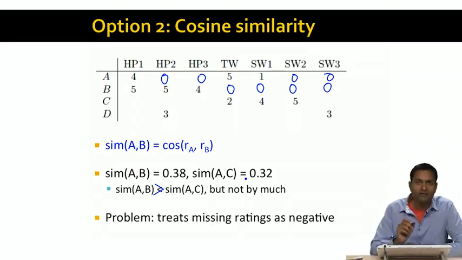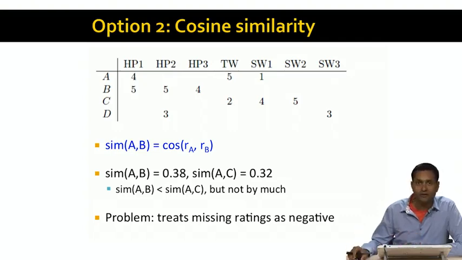The problem with cosine similarity is that it treats the missing ratings as negative ratings. We've used 0 to fill in the blanks, and in our rating scale from 0 to 5, 0 is the worst possible rating. So we've sort of assumed that if A has not rated Harry Potter 2, he'd give it a rating of 0, which is a bad assumption, given that he actually liked Harry Potter 1. This is the problem with cosine ratings that we'd like to fix.